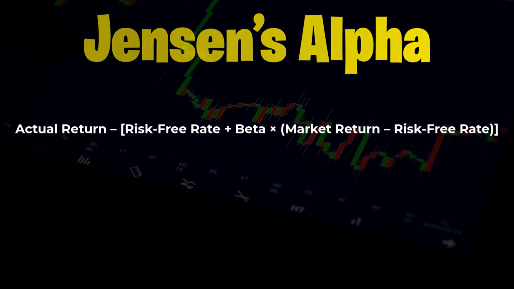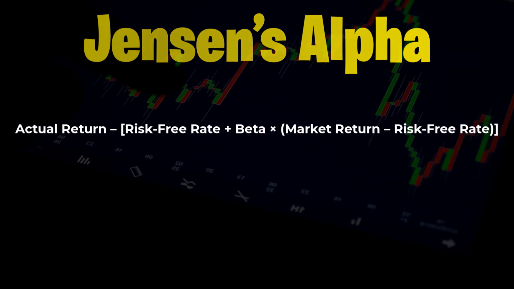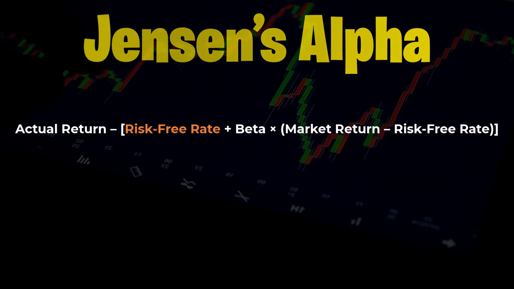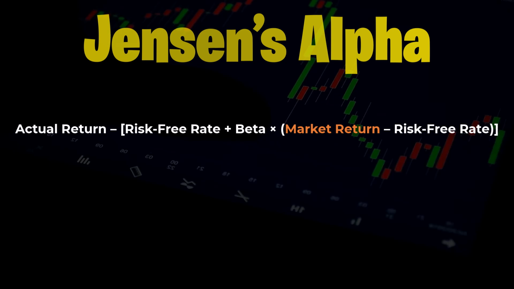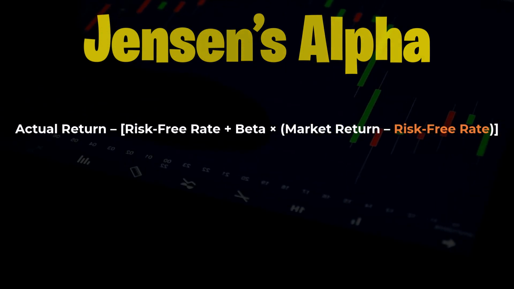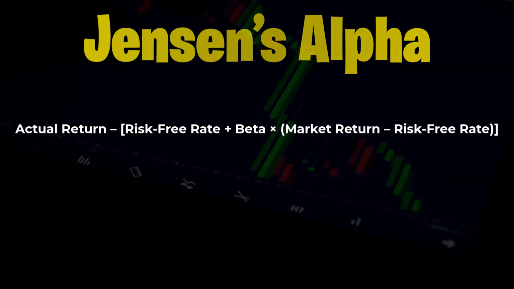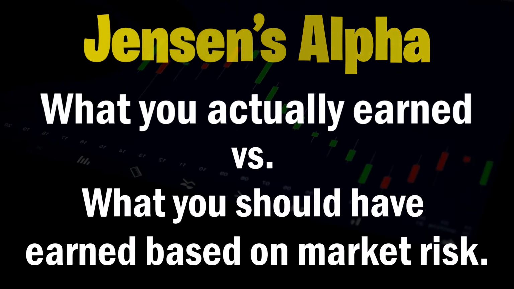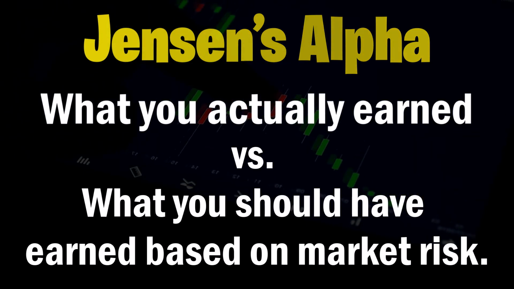This is the actual formula for Jensen's alpha. It is the actual return minus the risk-free rate plus beta times the market return minus the risk-free rate. Let's simplify that. You are comparing what you actually earned versus what you should have earned based on market risk.